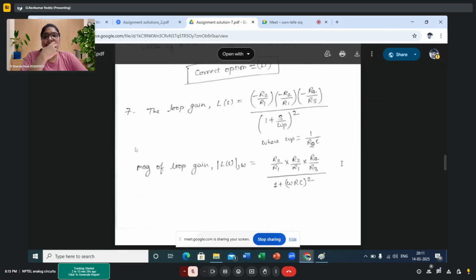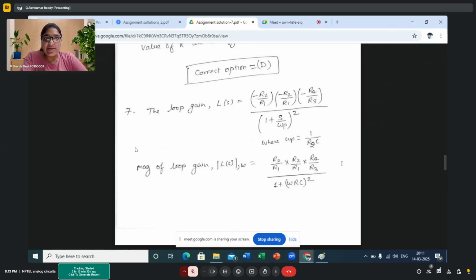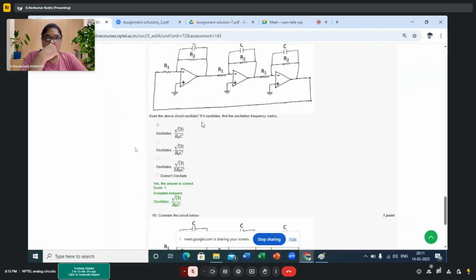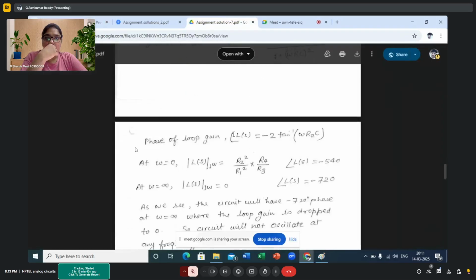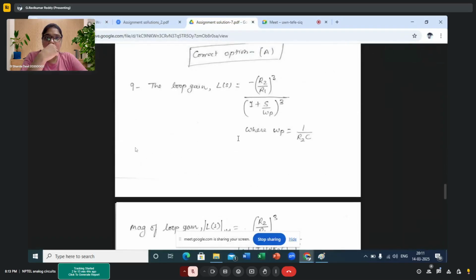Okay, so see, here they are also coming around with the Barkhausen criteria only. Barkhausen criteria only, madam. If you see the ninth question, yes, and see the solution of the ninth question. Okay, the loop gain is.